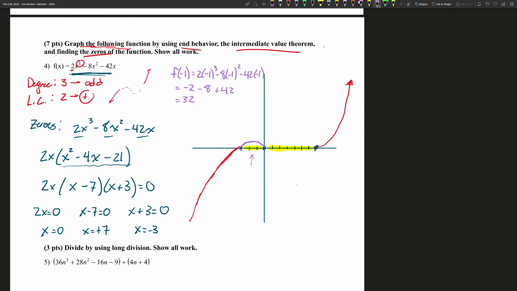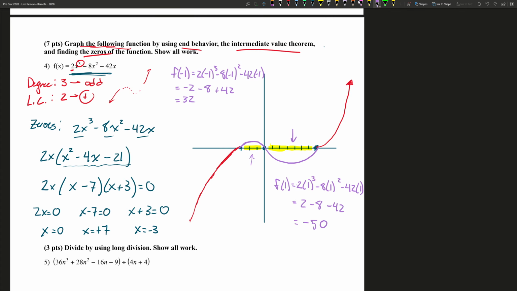Okay, but then we have to plug in something over here. So let's plug in 1. And when we do that, we get some negative number, right? We get -50. So it has to be below the x-axis, okay? And that is our entire problem, right?